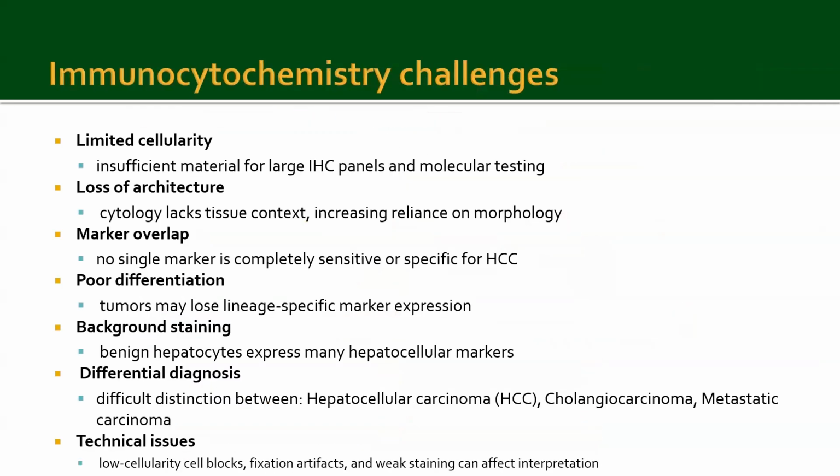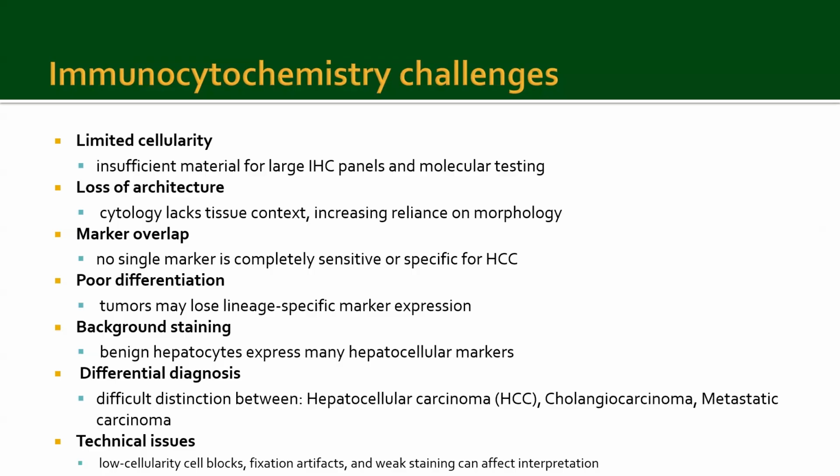Some challenges and limitations with immunocytochemistry for the liver are limited cellularity. If you don't have a lot of cells, you can't do large IHC panels, and that goes for anything, but it's a particularly common issue for liver cytology. For loss of architecture, cytology can lack a tissue context, which causes increasing reliance on morphology. For marker overlap, there's no single marker that is completely sensitive or specific for hepatocellular carcinoma. So because of that, you have to run these large panels, and if you get marker overlap and a patient may or may not have a history of certain things, it can lead to some confusion.